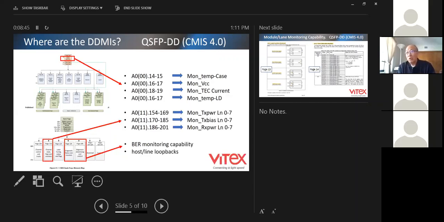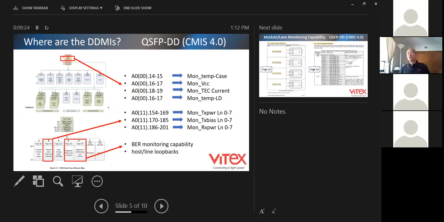And what I want to touch on with this one is the capability of the CMIS 4.0. You can see page 13 and page 14. It has the bit error rate monitoring capability. It shows you the bit error rates on all 8 links. And also there, you can do loopback, self-loopback, on the host side and on the line side also, in order to troubleshoot your transceiver. That's how I like it. Yeah, it should be like this.